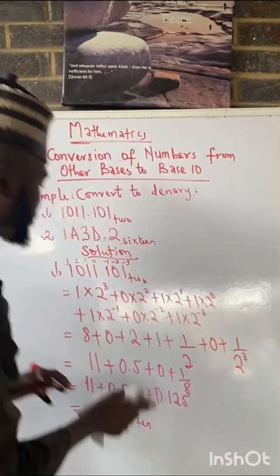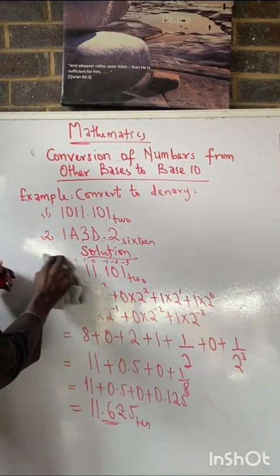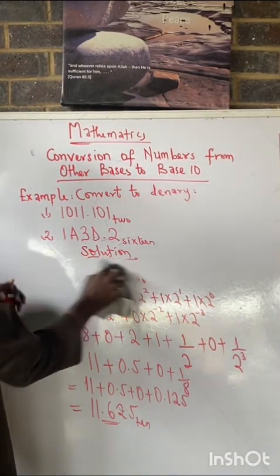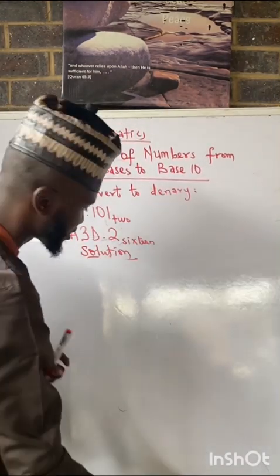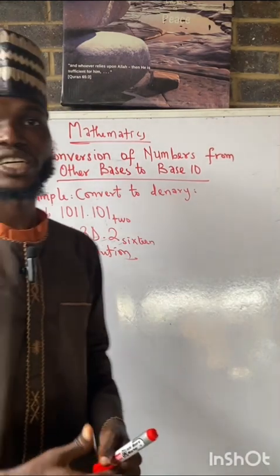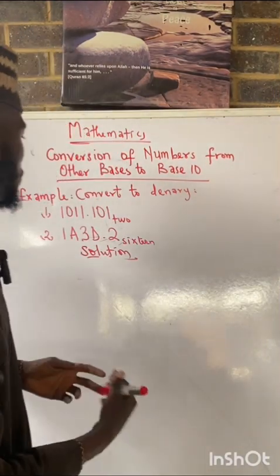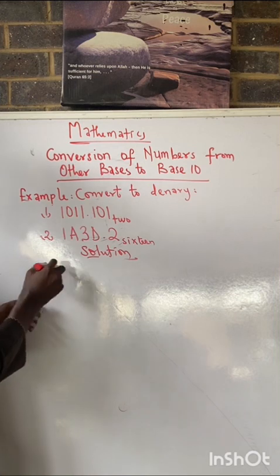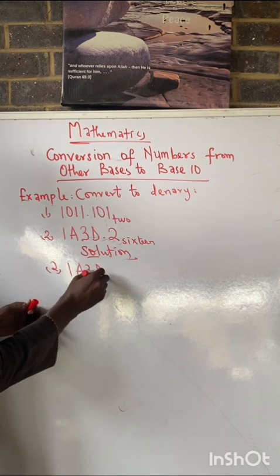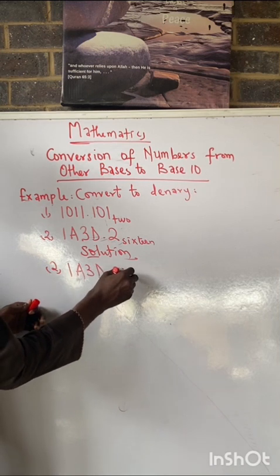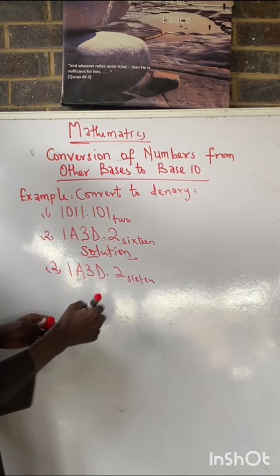Let's consider it. Now, the second question has to do with base 16. Base 16 is also known as hexadecimal. So you can see that it contains letters. Let's write 1A3D.2 base 16.